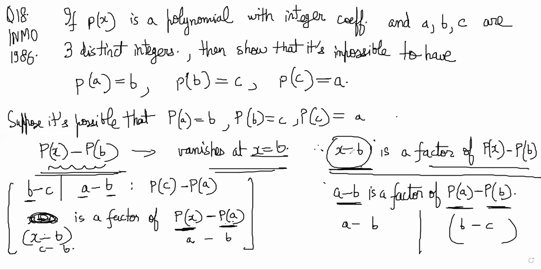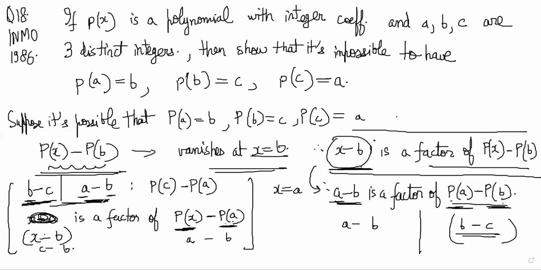That means this is a general statement for all x, so I can put x is equal to a here. And I get a minus b is a factor of this, and P(a) minus P(b) is b minus c. Now I'm just doing the opposite thing. I want b minus c is a factor of this.